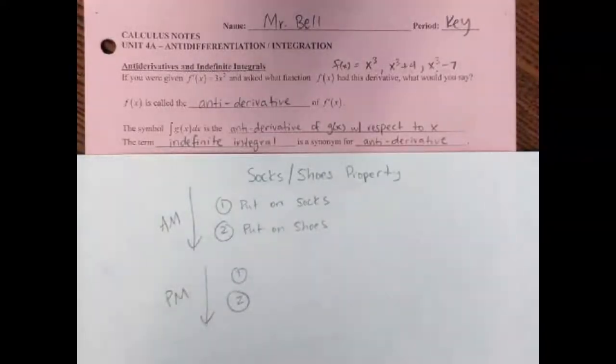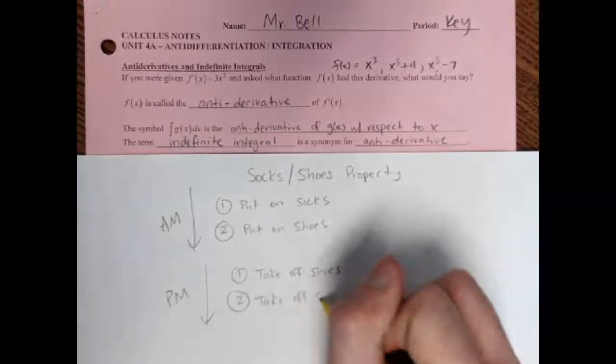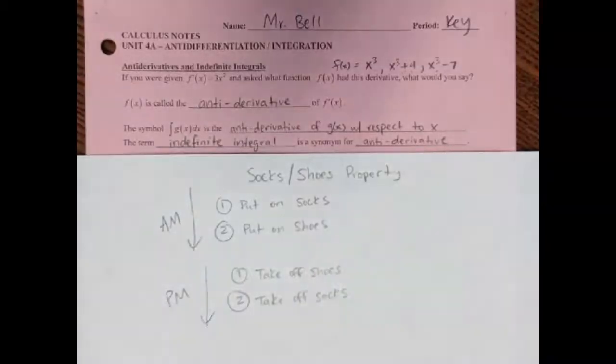So the number of steps is going to be the same. But what's important is that the order is going to be reversed, and then the verb for each step is going to be the opposite, right? Let's think about it. When you go home, when you're getting ready for bed, what do you do first? You take off your shoes, right? So the last thing that I put on is going to be the first thing that I take off. So I take off the shoes, then you take off your socks, right? Normal people.